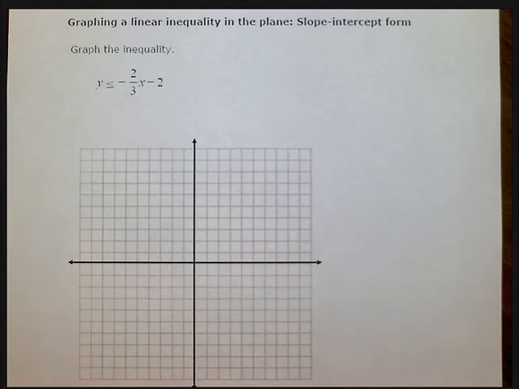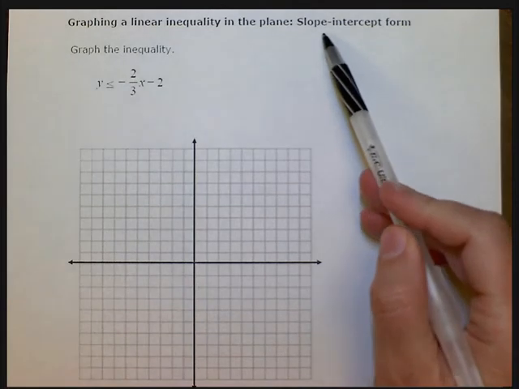Graphing a linear inequality in the plane, slope-intercept form. Graph the inequality y is less than or equal to negative 2/3 x minus 2.